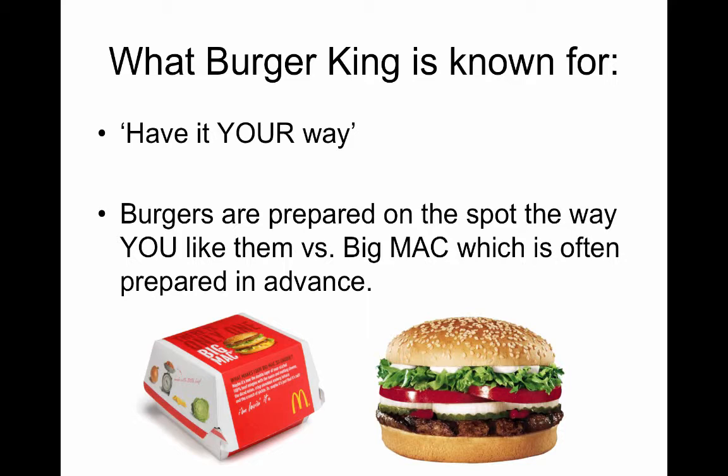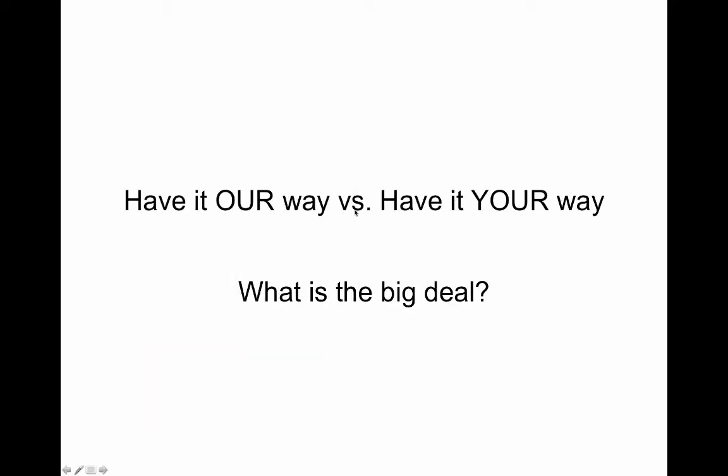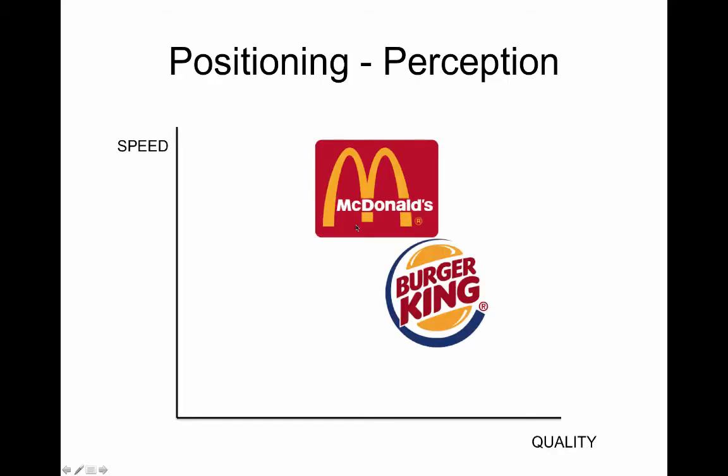But a Whopper, on the other hand, the competitor to the Big Mac, you could order any way that you wanted. So have it your way or have it our way. What's the big deal? Well, it's really positioning, market positioning, if you think about it. Some people want the speed. They're happy with the Big Mac. They like the taste. It's good quality to them, good value to them.